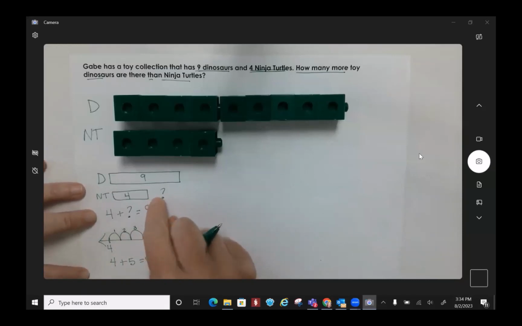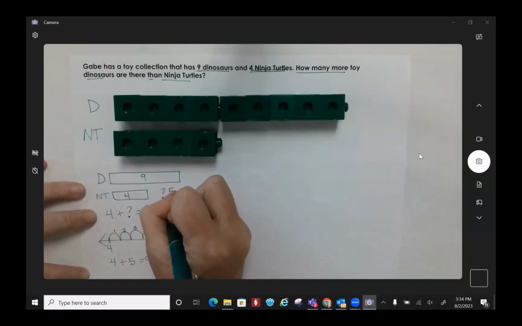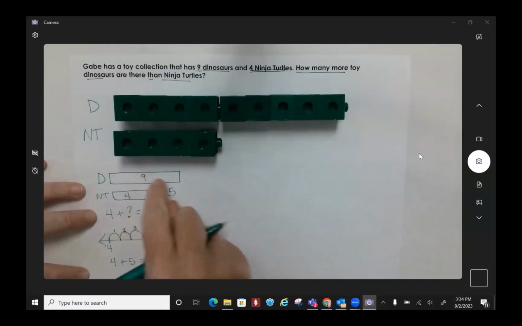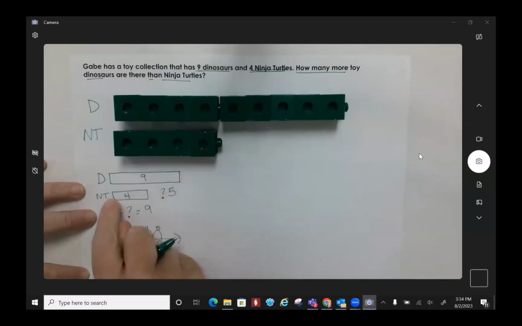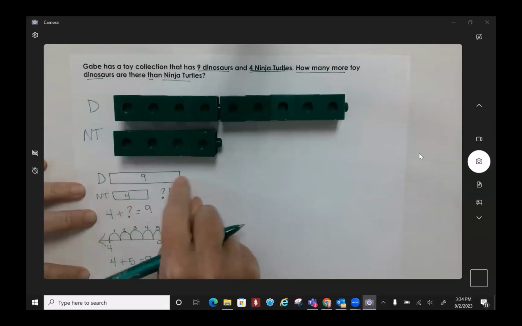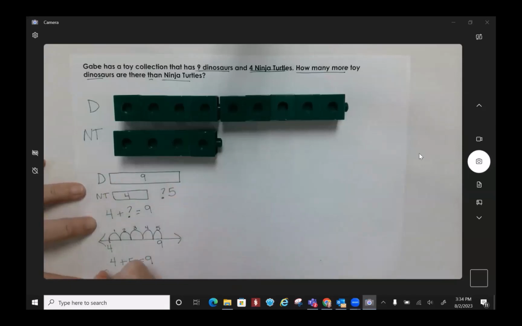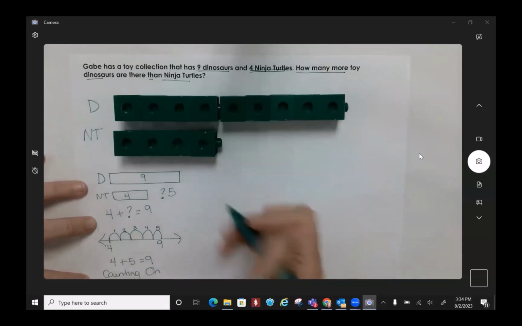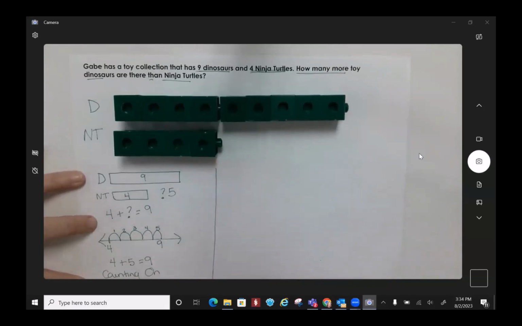So I have 5 more dinosaurs. This is 5 more, because I would need 5 more Ninja Turtles to equal the number of dinosaurs. So this is one strategy that we can use, and that would be counting on. Let's see if there's another strategy.